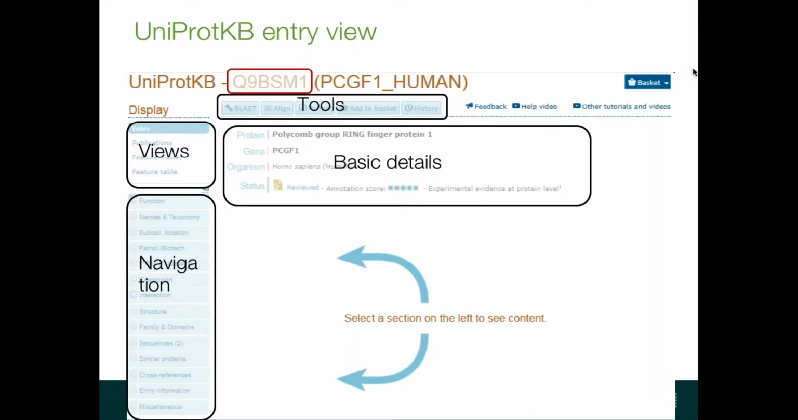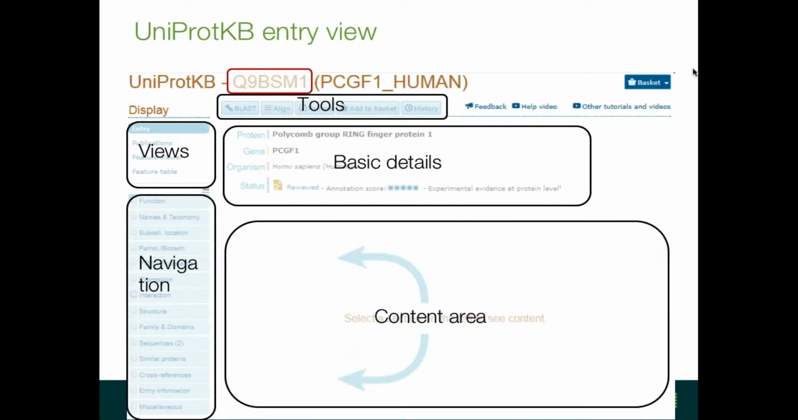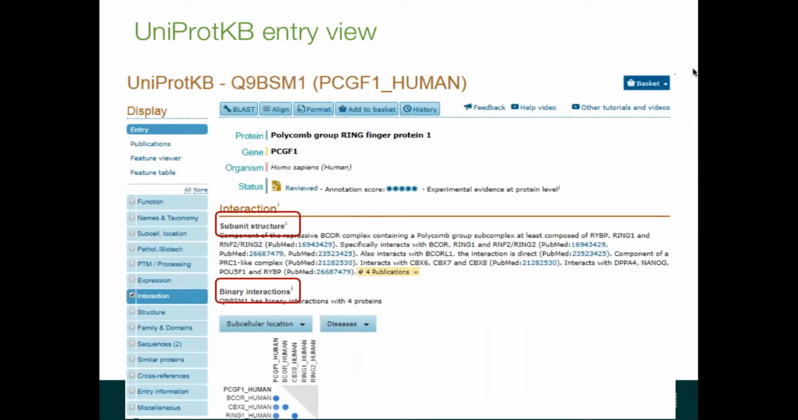Underneath it, there is a navigation section. Clicking on the individual sections will take you to the relevant section, or you can indeed select which parts of the entry are displayed by using the checkboxes to the left of those buttons. Whatever you select will be displayed in the content area in the middle. If we selected the interaction data for this current example, we would see something like this. You'll notice that the interaction data fall into two categories. There's one subsection called subunit structure and another called binary interactions, both highlighted with a red box here.